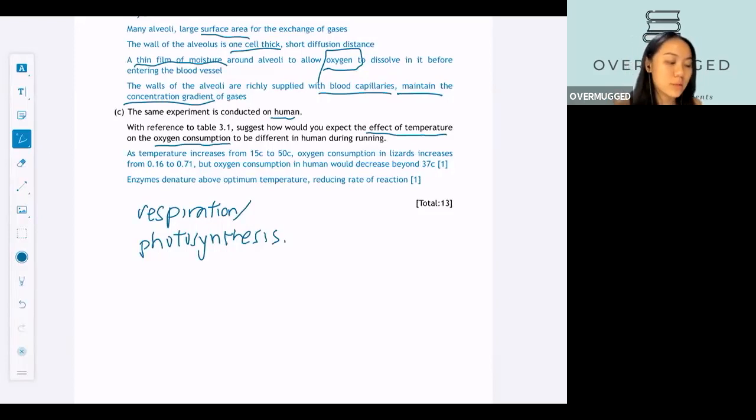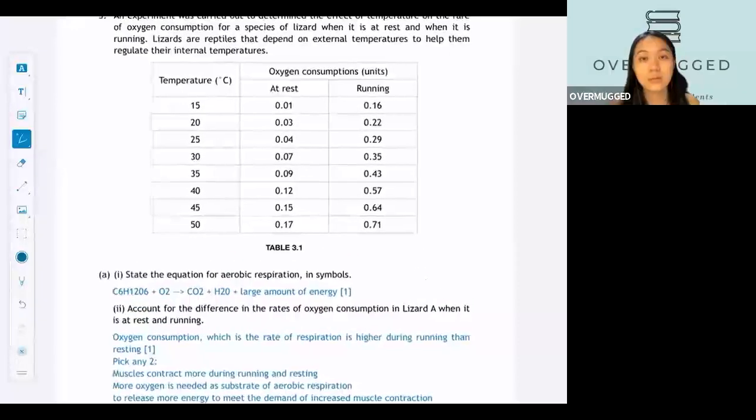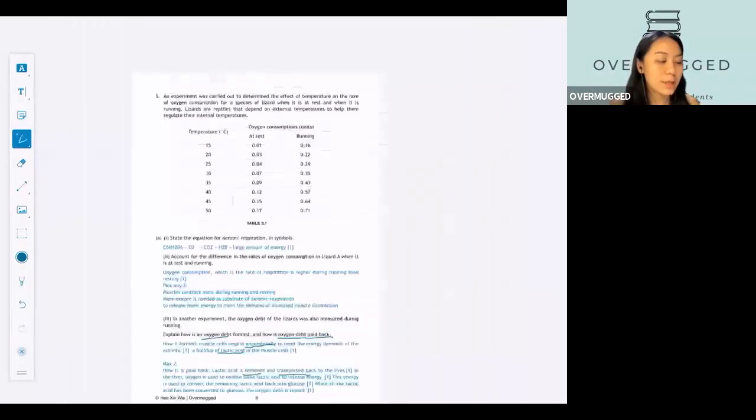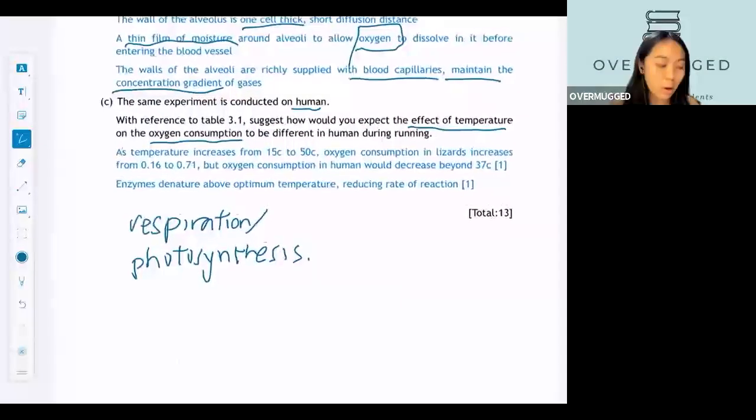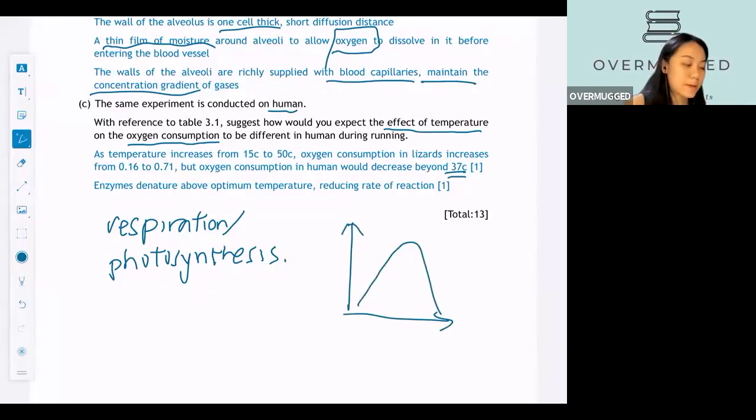So for lizard, the temperature increase, the rate of respiration can keep increasing. That is what is shown here, right? Oxygen consumption represents the rate of respiration. But in human, it wouldn't, because our optimum body temperature is 37. So at some point, this enzyme will be denatured, so the rate of respiration would decrease. It is this graph. So this is kind of an application question, but it's only 2 marks. O-level may not have so many of this kind.